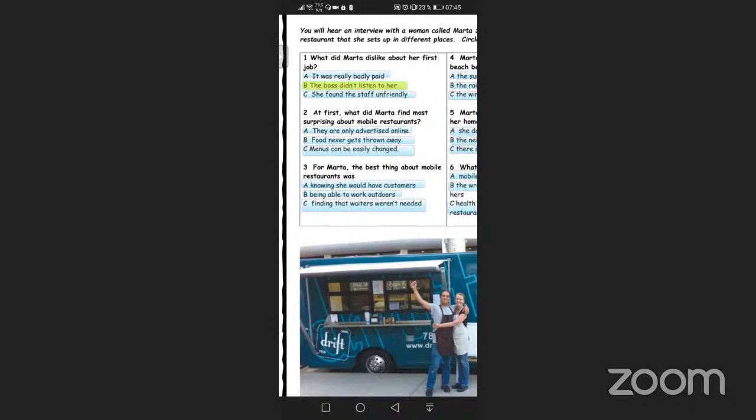All right, let's take a look at number two, please. At first, what did Marta find most surprising about mobile restaurants? They are only advertised online. Food never gets thrown away. Menus can be easily changed. So what do you think? What's the correct answer? C, menus can be easily changed. No, that's actually not correct. What other option do you think is correct?